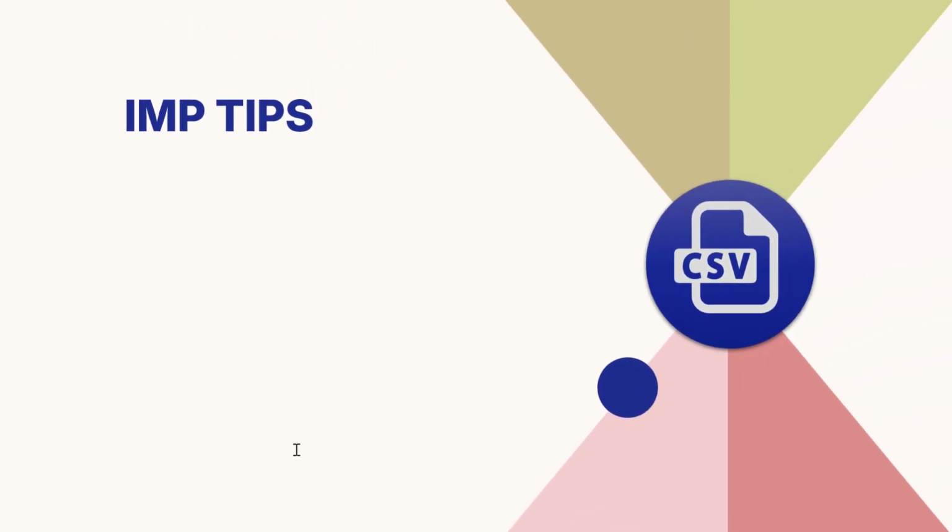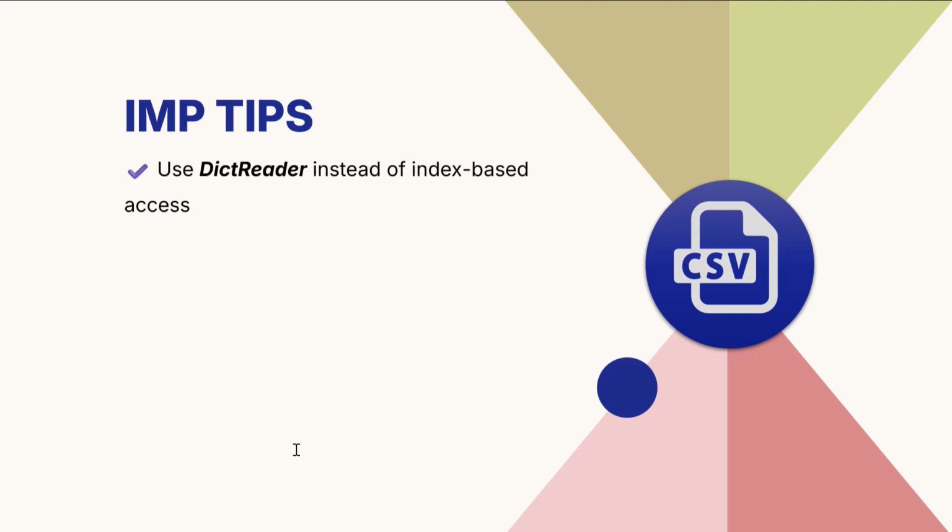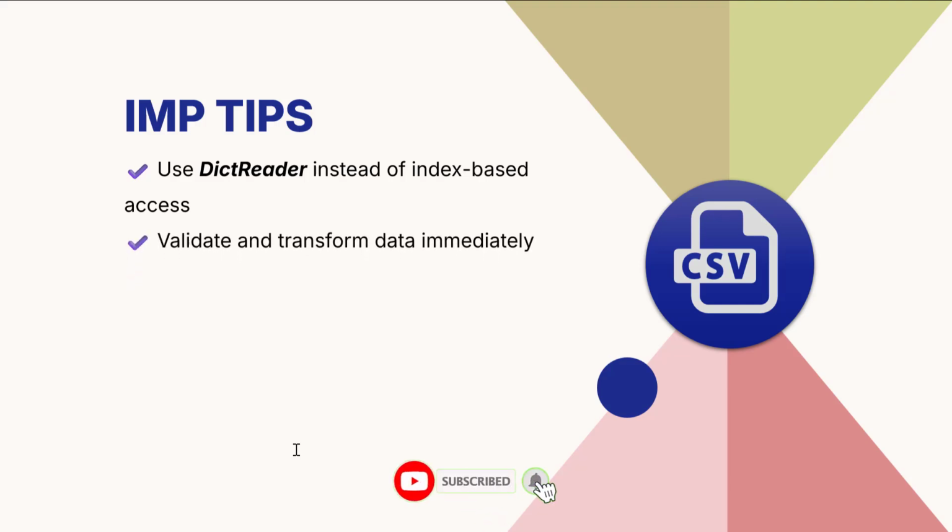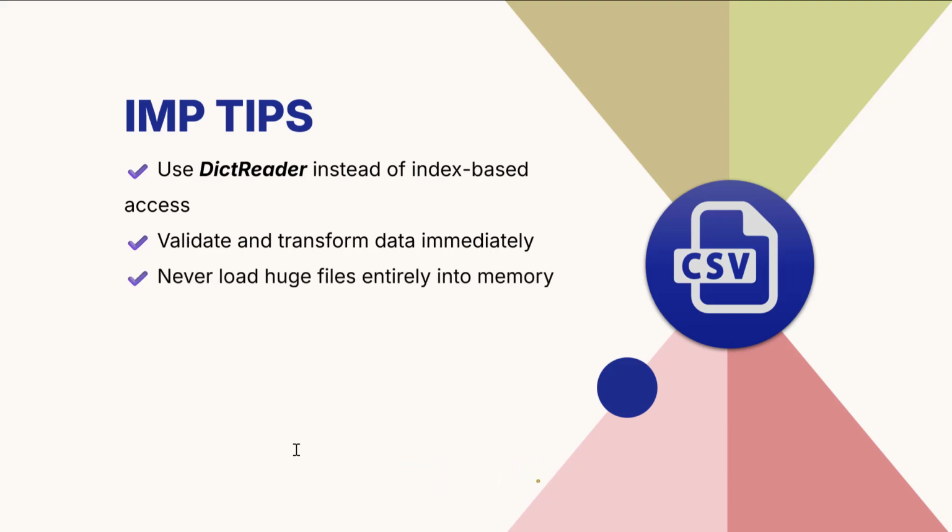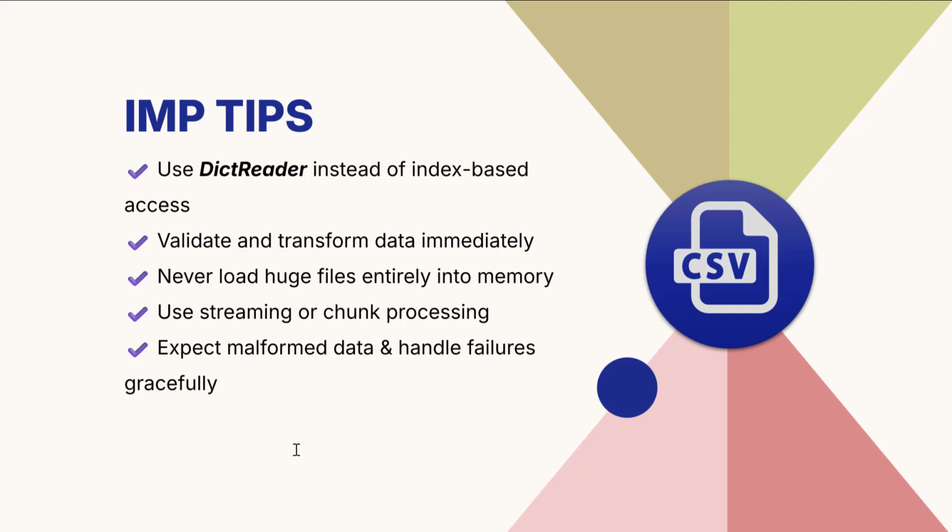Next, let's discuss some important tips. When working with CSV files professionally, we should always use DictReader instead of index-based access. We should always validate and transform data immediately. We should never load huge files entirely into memory. We should always try to use streaming or chunk processing. We should always expect malformed data, and we should always try to handle failures gracefully. These habits will make your CSV processing code faster, safer and production ready.